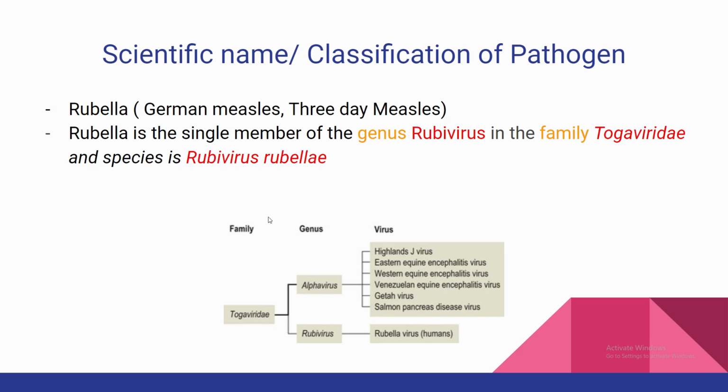So the classification of rubella is right here. We have the family, which is the Togaviridae. Hopefully I pronounced that right. The genus is the rubivirus, and the virus, otherwise known as the rubella virus, is found in humans.